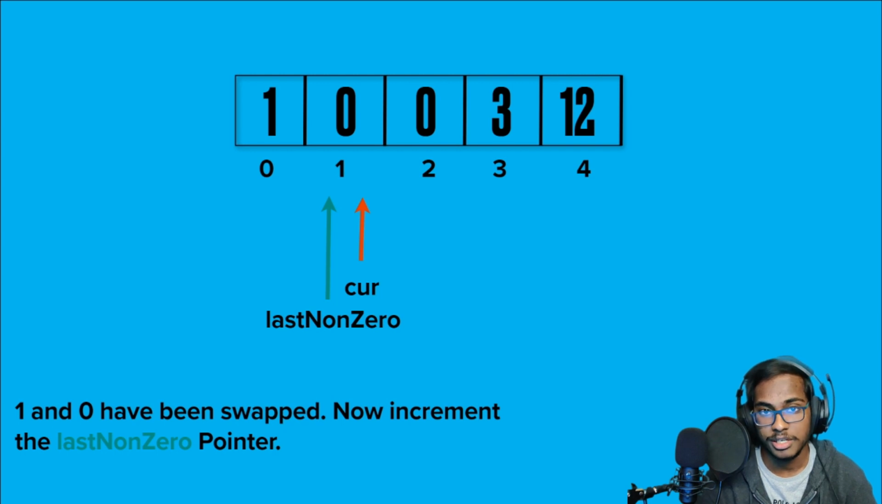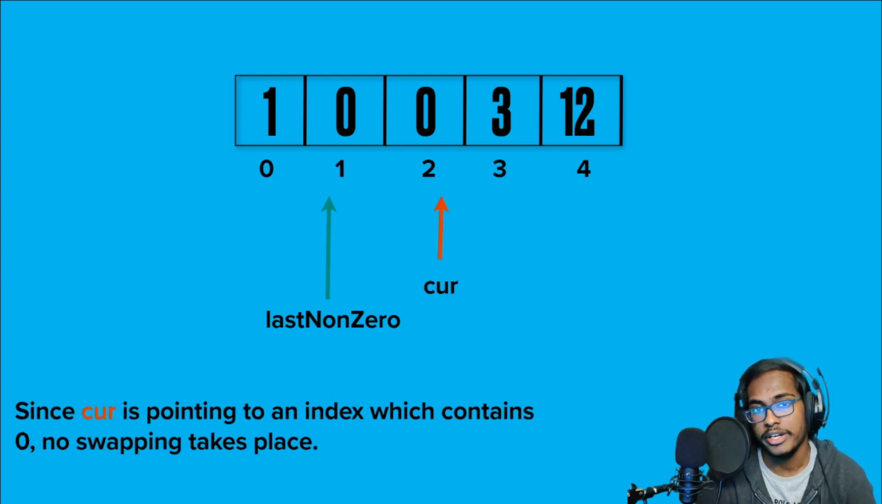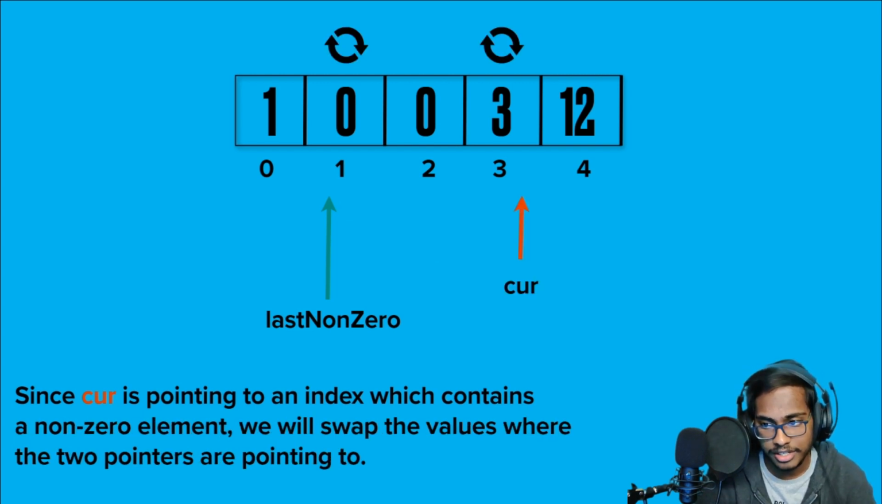Next, we are going to increment cur. Now cur is pointing to 0. And what happens when we point to 0? We do nothing. So now we simply increment cur again. And now it's pointing to 3, which is a non-zero element. So swapping takes place. Now we are going to swap 0 and 3, which are the elements which last non-zero and cur are currently pointing to.